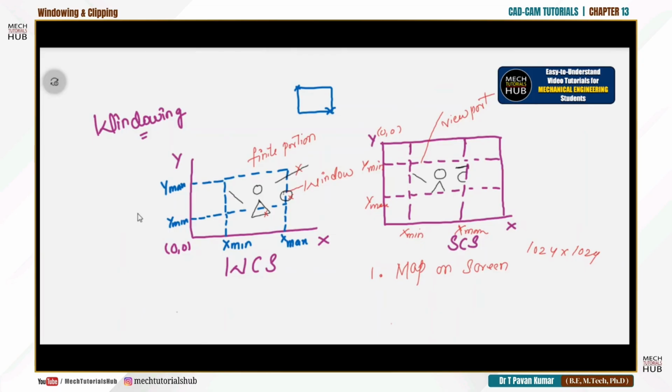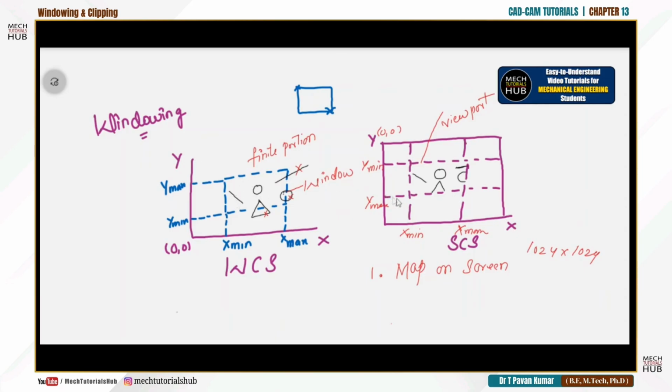The important terminology you need to remember is that windowing is a finite portion of an infinite world. Let us imagine this as the finite portion. If this is a finite portion, we call that a window. Now when you pick and drag this window, whatever entities come inside the window are visible, and those outside the window are completely invisible.